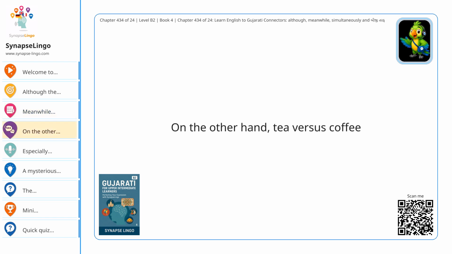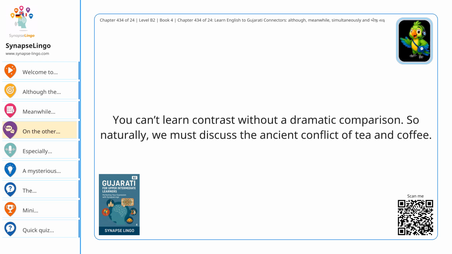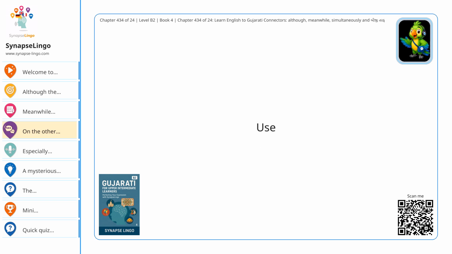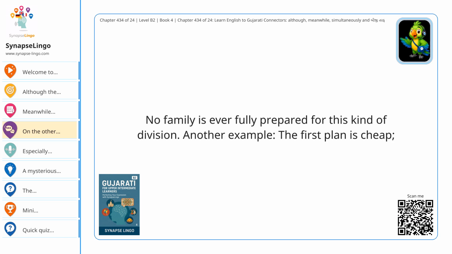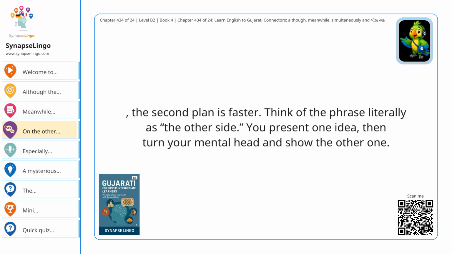On the other hand, tea versus coffee. You can't learn contrast without a dramatic comparison. So naturally, we must discuss the ancient conflict of tea and coffee. Use બીજી તરફ for on the other hand. Example: I like tea. બીજી તરફ, my brother prefers coffee. No family is ever fully prepared for this kind of division. Another example: the first plan is cheap. બીજી તરફ, the second plan is faster. Think of the phrase literally as the other side. You present one idea, then turn your mental head and show the other one.